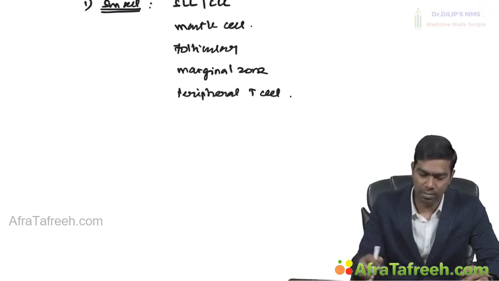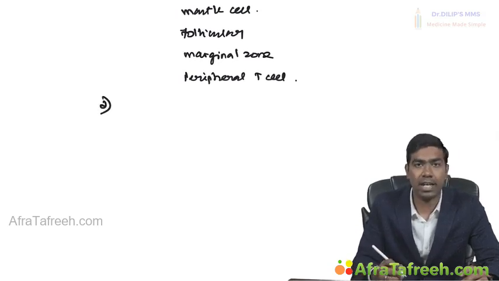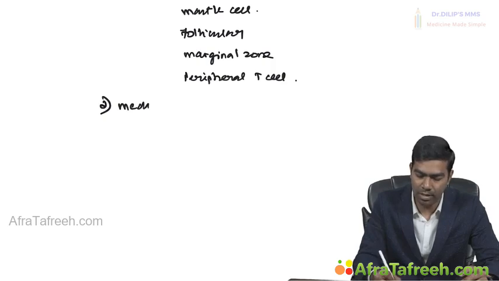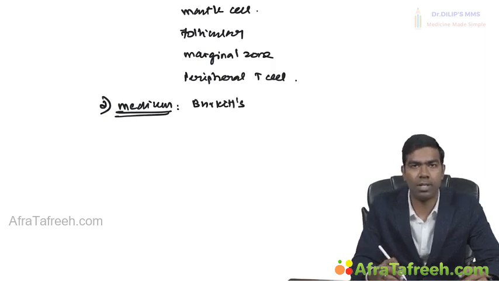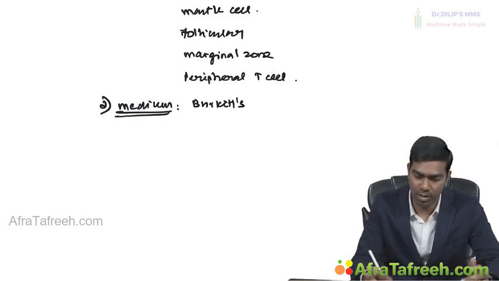Then you can see a second group of cells. These are called medium cells. Medium cells are characteristic of Burkitt's lymphoma usually. Burkitt's is characteristic of a medium cell lymphoma, medium size cells only.